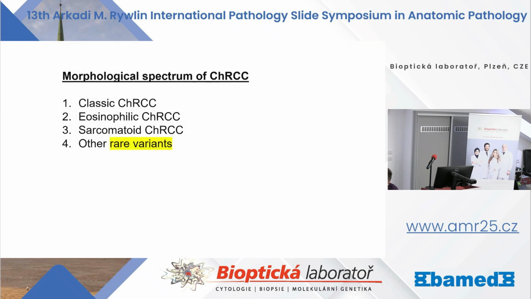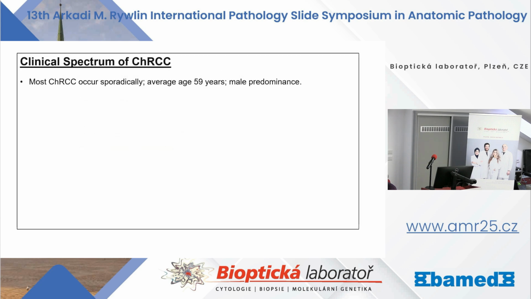We distinguish different subtypes of chromophobe renal cell carcinoma. The most frequent variant is the classic variant of chromophobe renal cell carcinoma. However, relatively frequently you can meet, for example, eosinophilic chromophobe renal cell carcinoma. Very important is the diagnosis of sarcomatoid chromophobe renal cell carcinoma, and then we have other rare variants of chromophobe renal cell carcinoma.